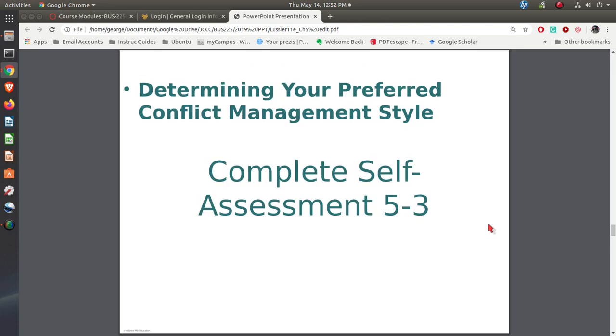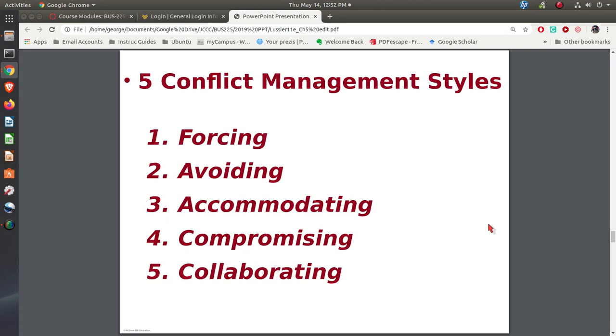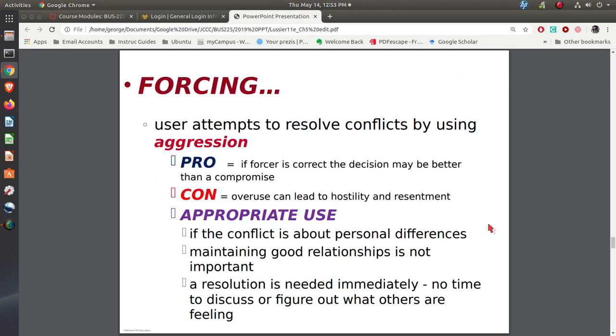One of the things we want to do is another self-assessment where you're looking at your preferred conflict management style. Those styles are basically these: forcing, avoiding, accommodating, compromising, and collaborating.